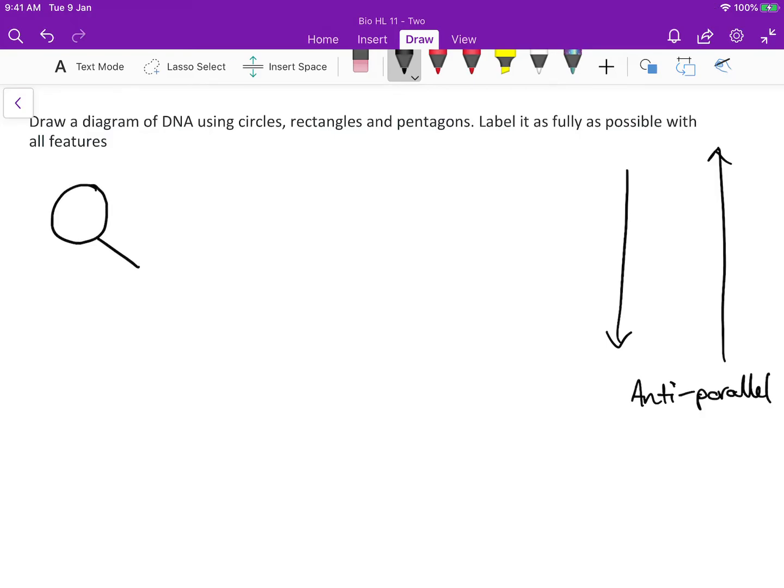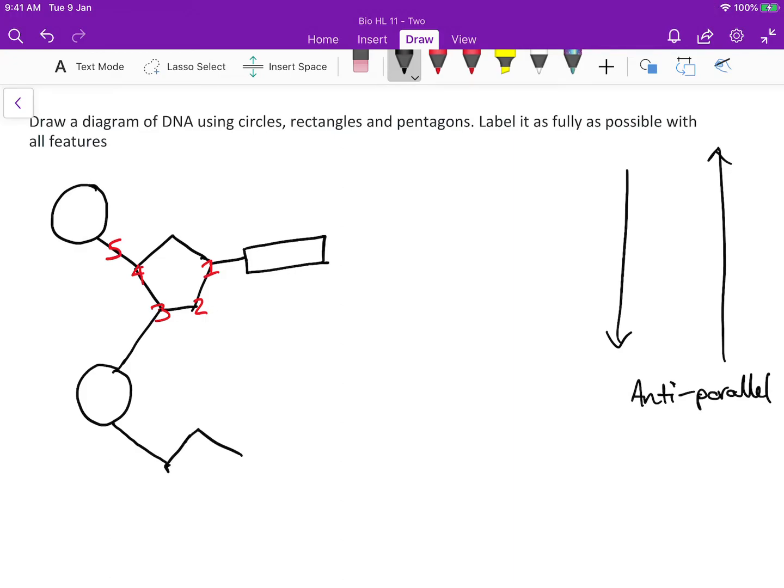So here we go, we're going to try and draw a circle, down to our pentagon, out to our rectangle, and then we're going to label those 1, 2, 3, 4, 5. And the linkage was between 3. We go 3, then we do another circle, and then we go down, and we do another house, another one of these pentagons.